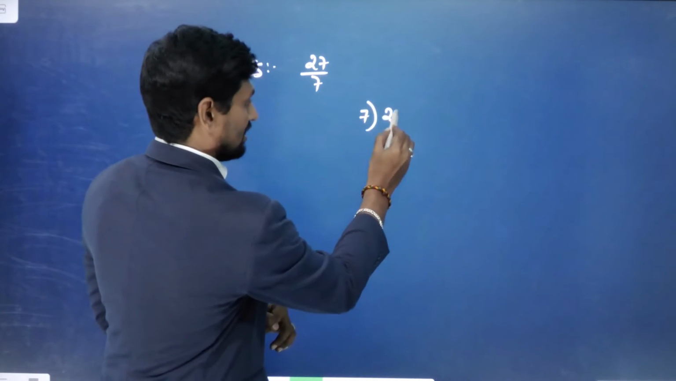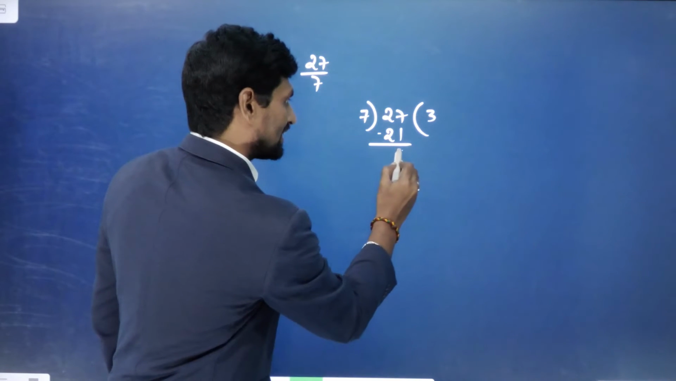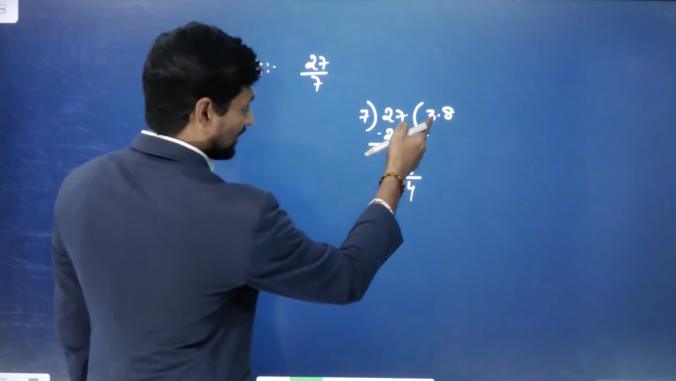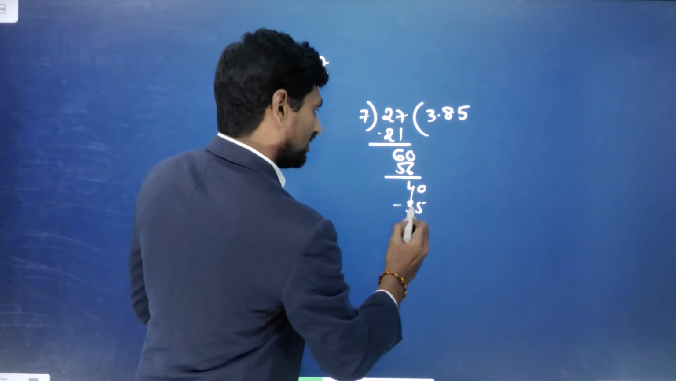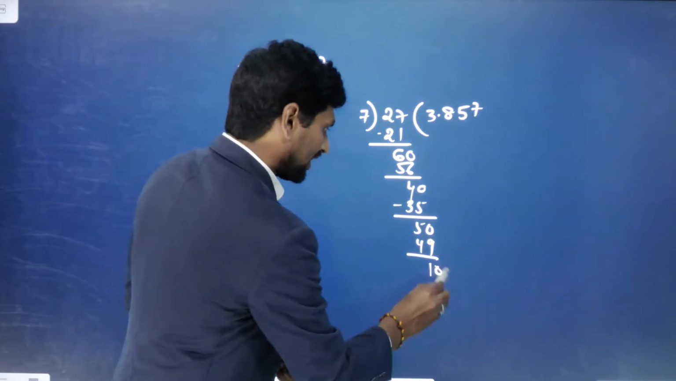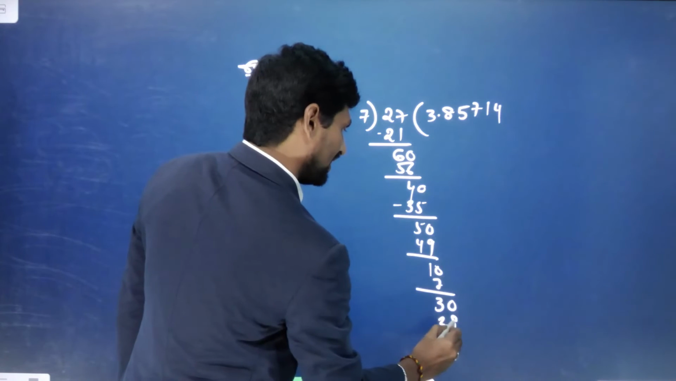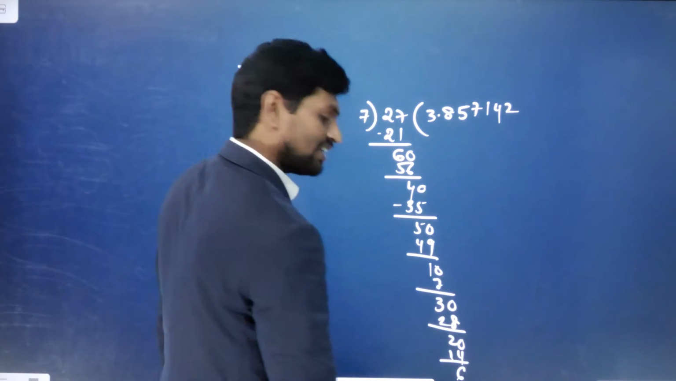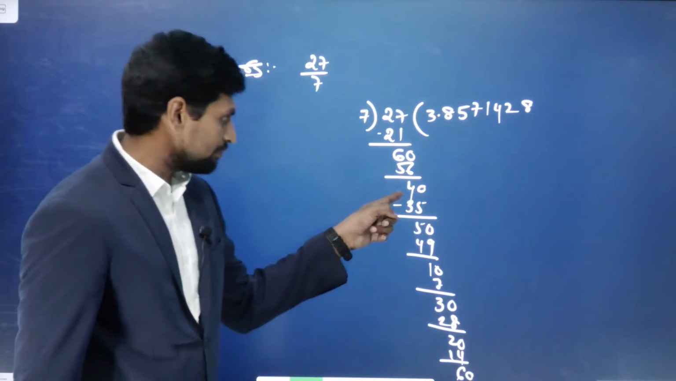But I am taking one more example, 27 by 7. Let us see this. 7 table. 7 fours are 28, too much. 7 threes are 21. 6 remainder. Take point and 0. 7 eights are 56. 4 remainder. Once you keep the point, you take the 0 one time for every step. 7 fives, 35. 5 remainder, 0. 7 sevens, 49. 1 remainder, again 0. 7 ones are 7. 3 remainder, again 0. 7 fours, 28. 2 remainder, again 0. 7 twos, 14. 6 remainder, again 0. 8 times, 56. Again 4 remainder. 4 remainder means 40 onwards continues.